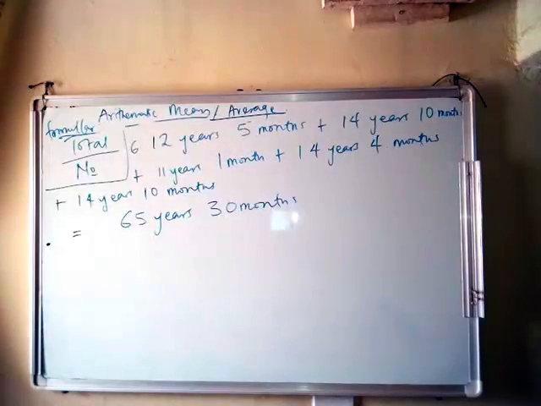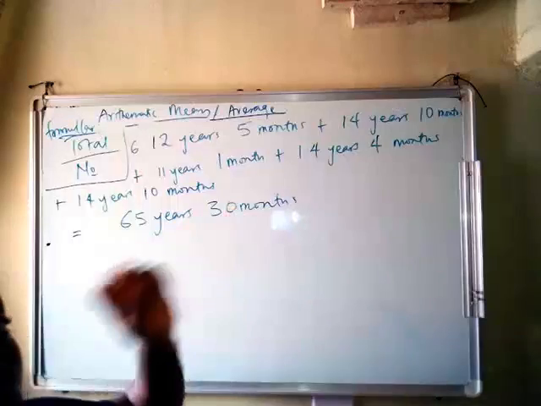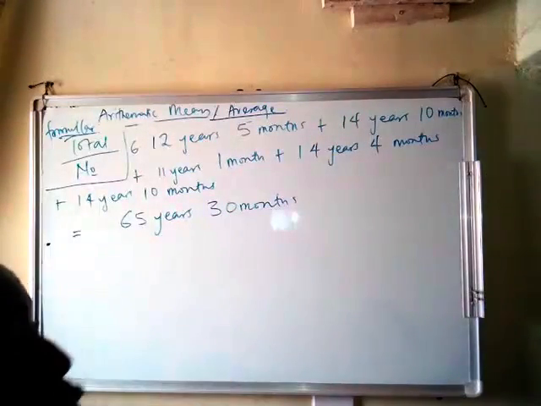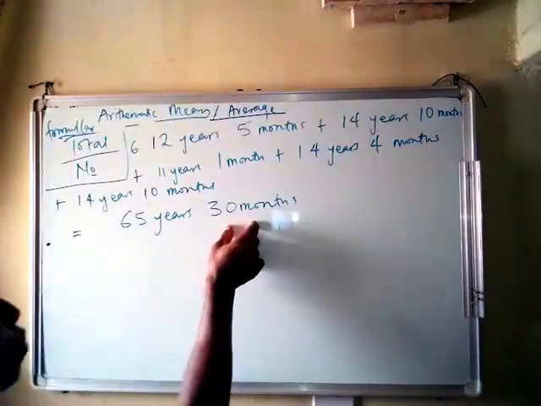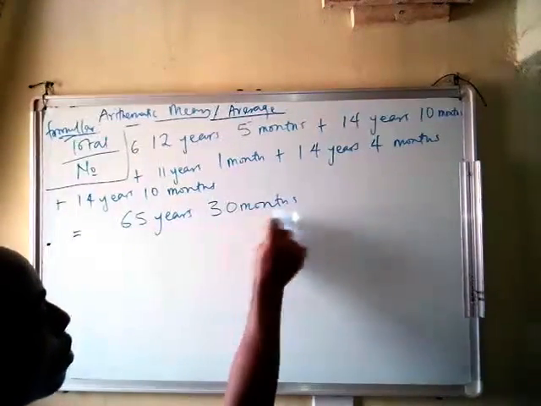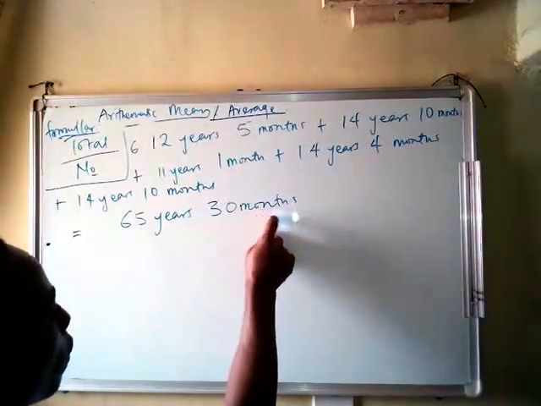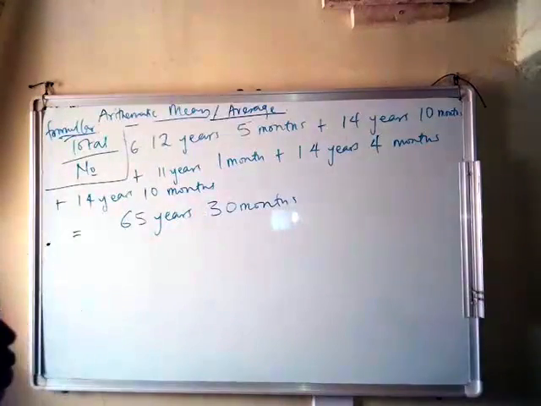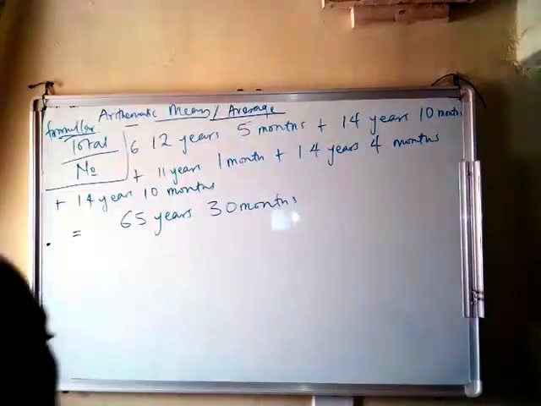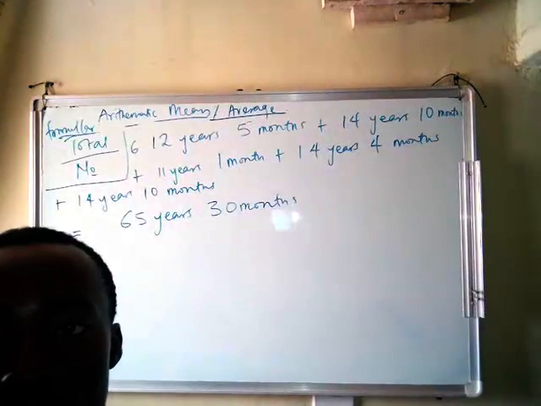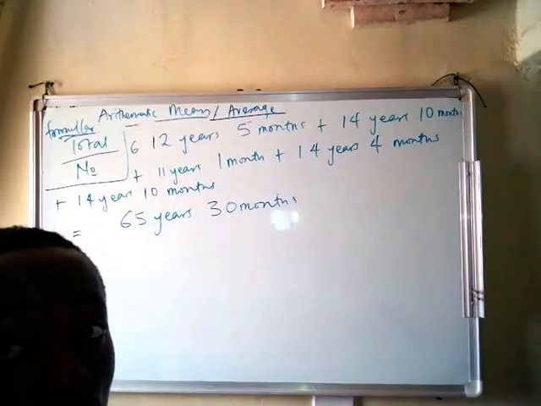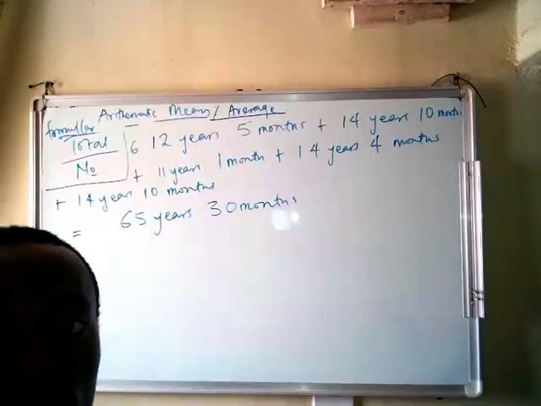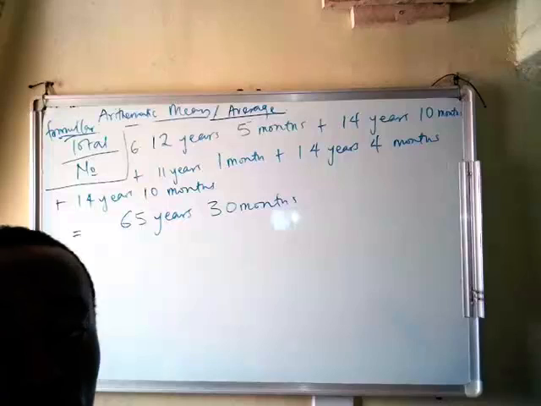Now notice that since 12 months is going to give you 1 year, we'll have some years we could move over so that we can reduce this number of months. So how many years can we get in 30 months? Now let's analyze it. 12 months is 1 year. So what that means is 24 months is 2 years, right? So how many months do we have left if we remove 24 months here? Obviously it's 6 months, right?